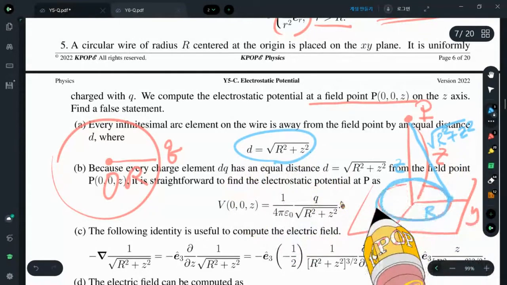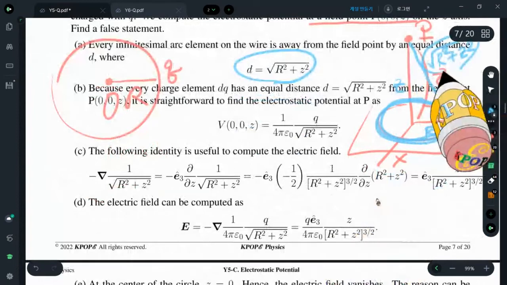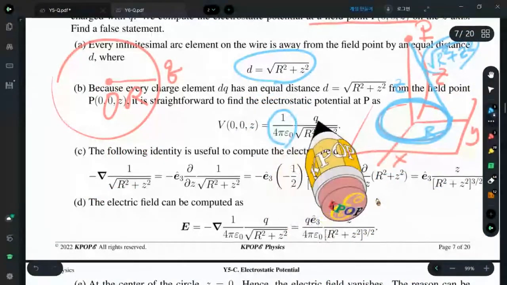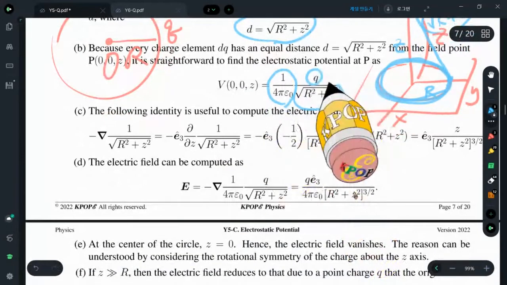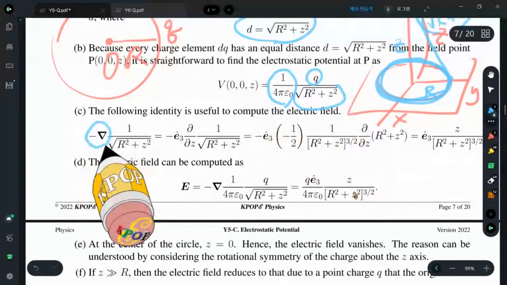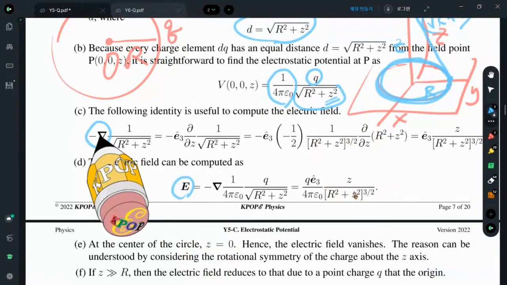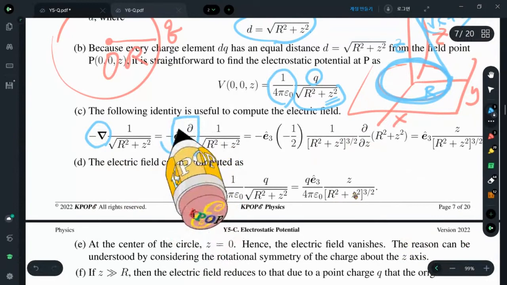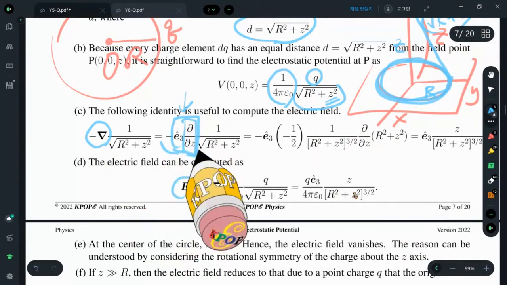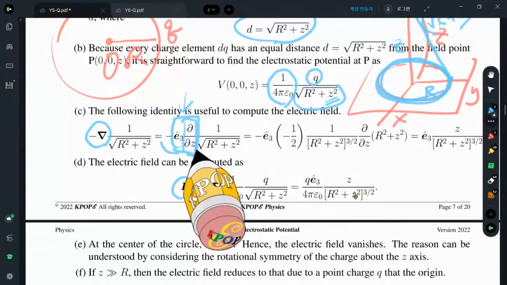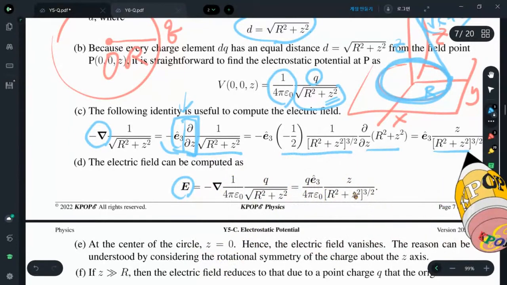Every charge on this circle has the same distance, so the integration is trivial. We don't have to integrate. It is just 1 over 4 pi epsilon times Q over the distance. This is the potential. If we know the electrostatic potential, then by taking minus the gradient, we can obtain the electric field. Because this is a function of Z only, the gradient has just the third component only. We take the partial derivative with respect to Z only, and the derivative is straightforwardly obtained like that.